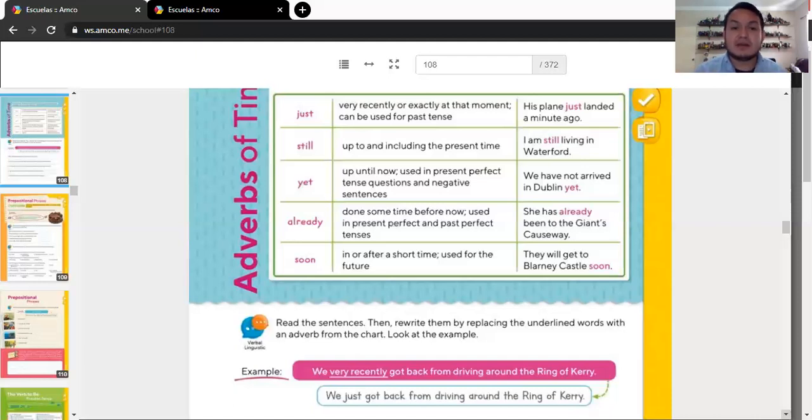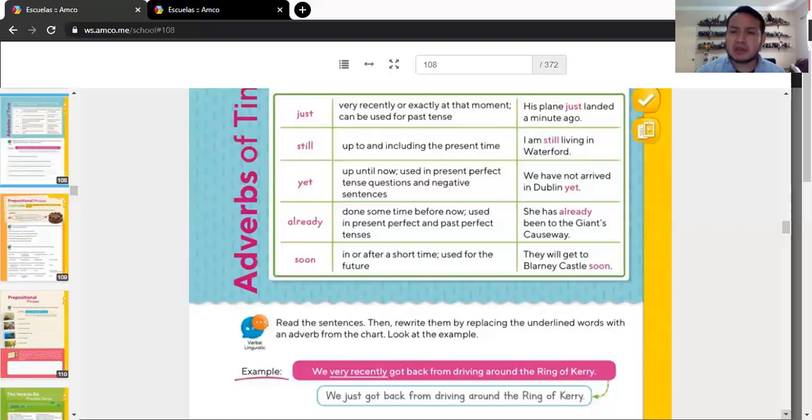Careful, okay? Still: up to and including the present. I'm still living in Waterford. Okay, let's give another example. I still like to watch cartoons. I have liked it since I was a child. I am 31 years old now, and I still love to watch cartoons. It's something that happened in the past, and until today, it's still happening. Okay, understood? Good.